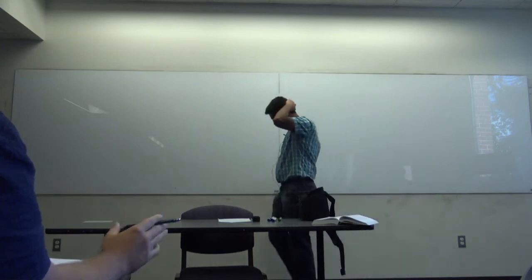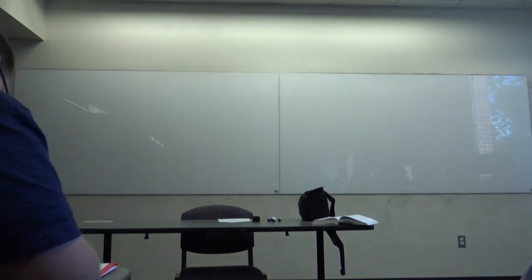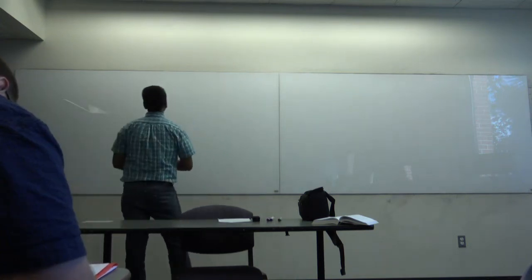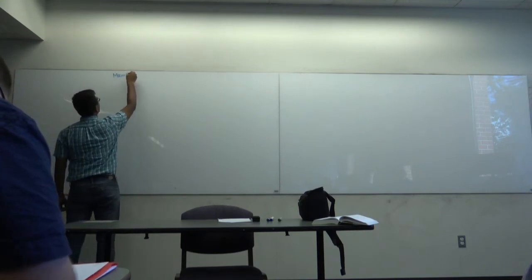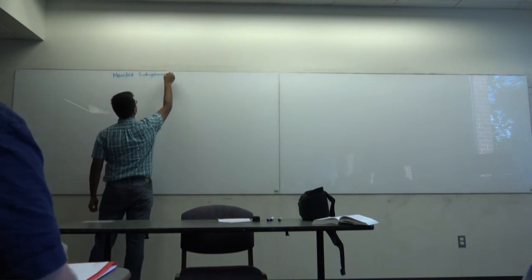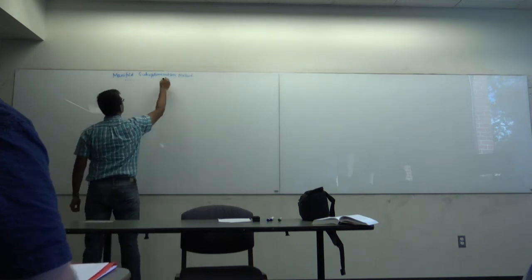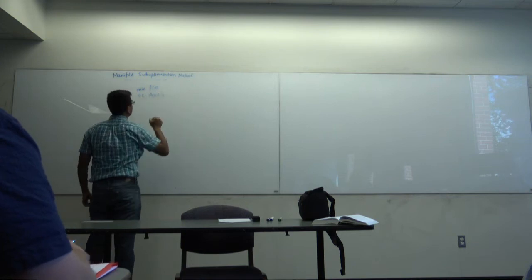And today we will continue our discussion about optimization over convex set. In particular, we want to solve the following problem: the manifold suboptimization method. I want to solve minimize f(x) such that Ax is less than or equal to b.